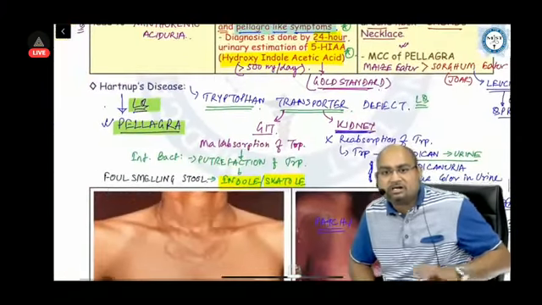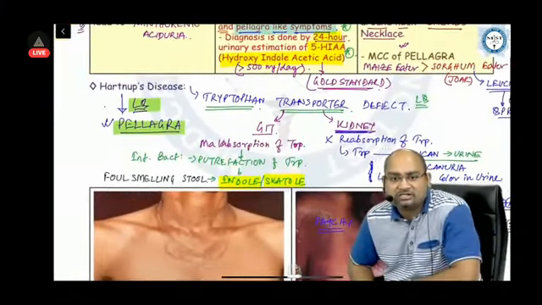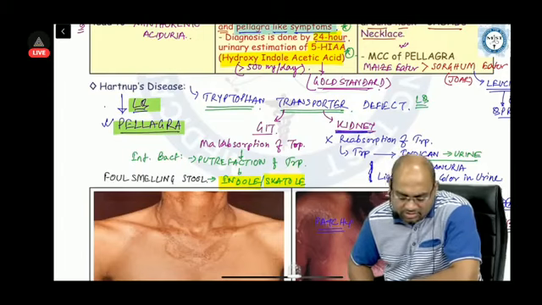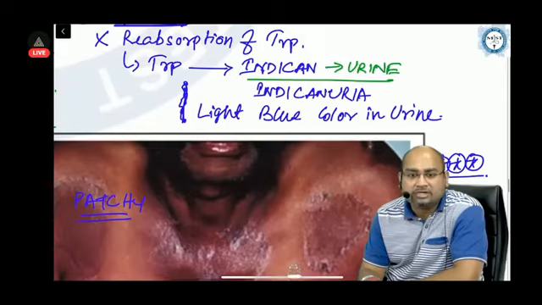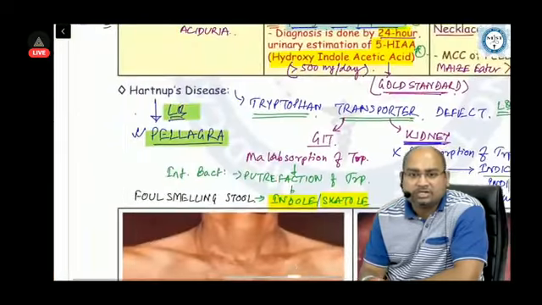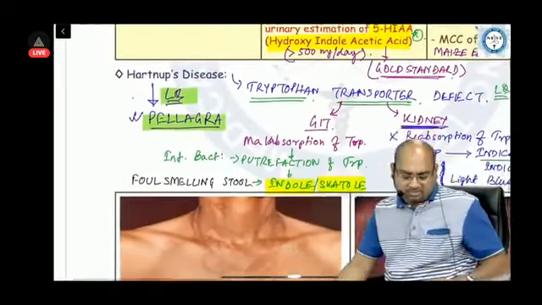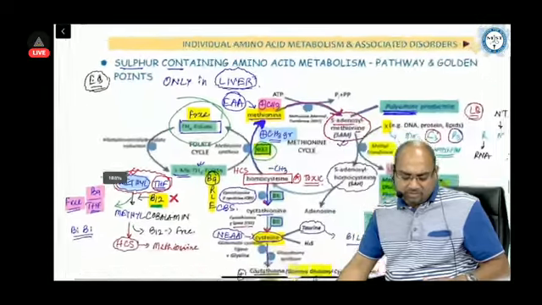Please remember, Hartnup disease, tryptophan transporter defect. Here we have either indoles or skatoles, or we can have indicanuria, a light blue color shade in the urine. Important point is pellagra. Obermeyer test can be useful for their detection.